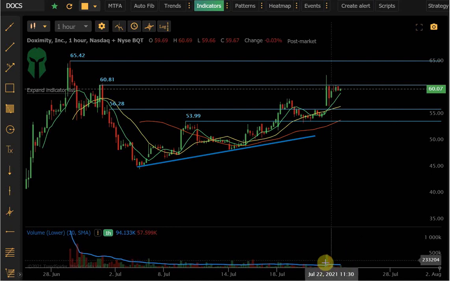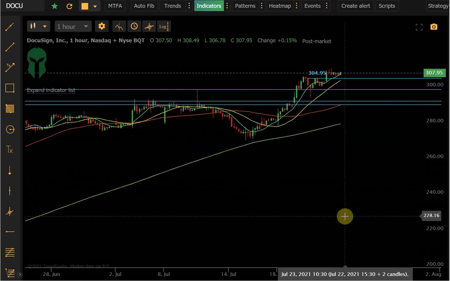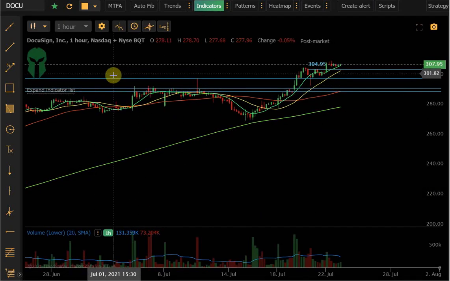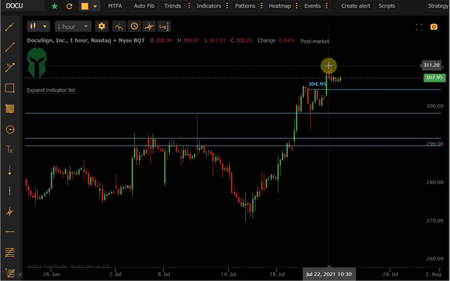I do like the fact that you're getting some volume coming in here. So Docu's doing everything right. I mean, this was the level we had to get through today. We got through that level. We're forming a flag on the hourly.